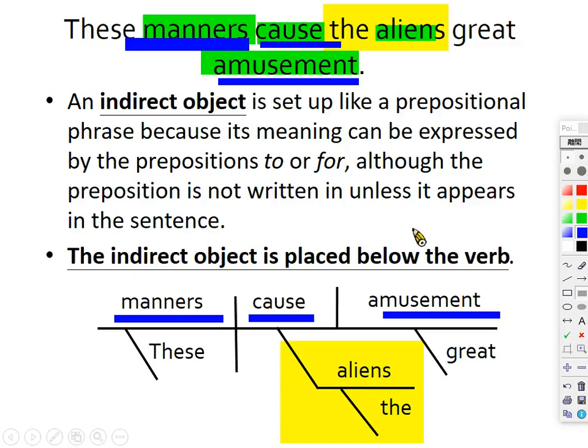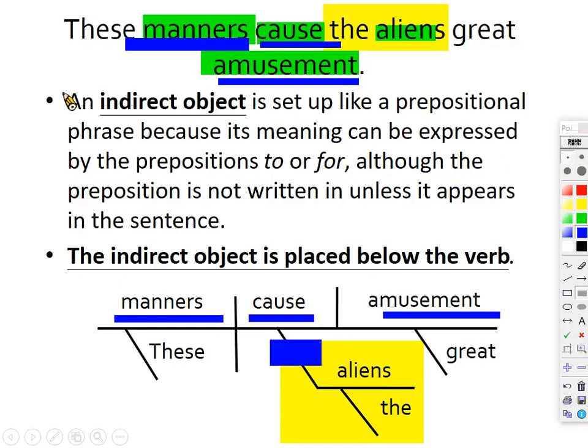The aliens here is actually an elliptical infinitive phrase without to. So we put them here. See, there's no to here, right? So we get rid of to, but still it modifies the aliens. And used to modify cause, it becomes an adverb. So we can treat this.